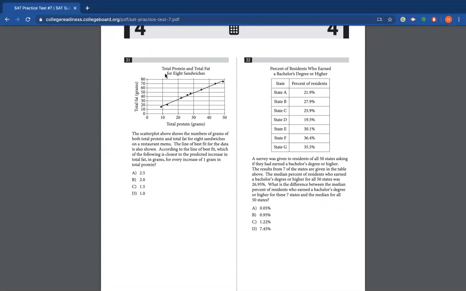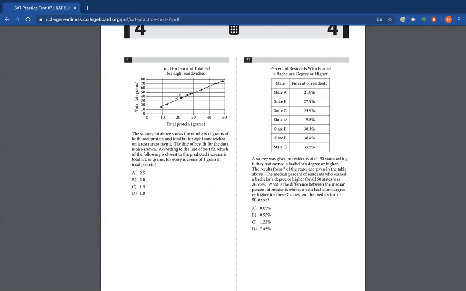Okay, so remember, whenever you see for every increase of 1 gram in total protein, you see 1, and that's the x-axis. So for every increase of 1 in x, we're looking for how much our y increases. And that's the slope. Okay, so they're asking us to find the slope in this thing. So what we have to do is just find 2 points and find the slope.